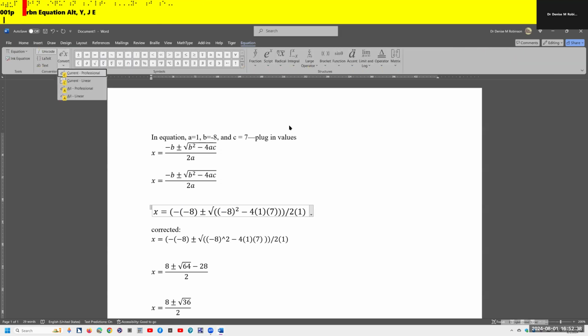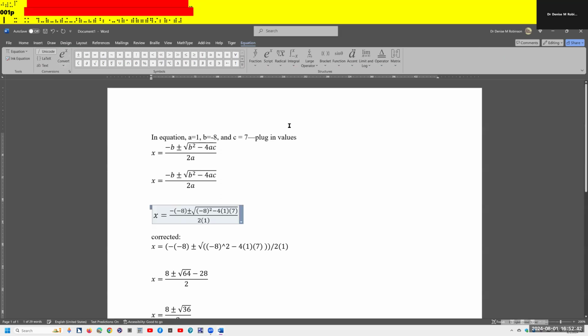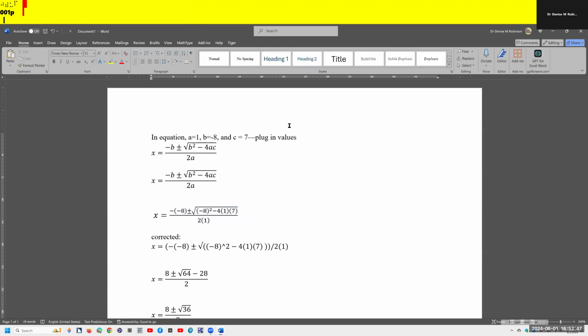Equation tools. C. Group. Current. Professional. 1 of 4. Enter. Leaving menus. Upper ribbon. Equation tools. Equation tab. 16 of blank. The up arrow, and guess what? It did a beautiful job. Let's go ahead and down arrow and listen.